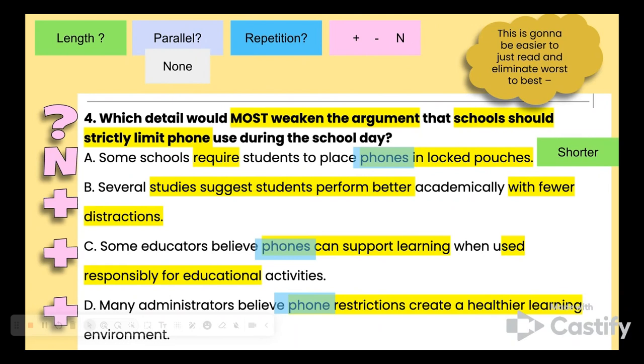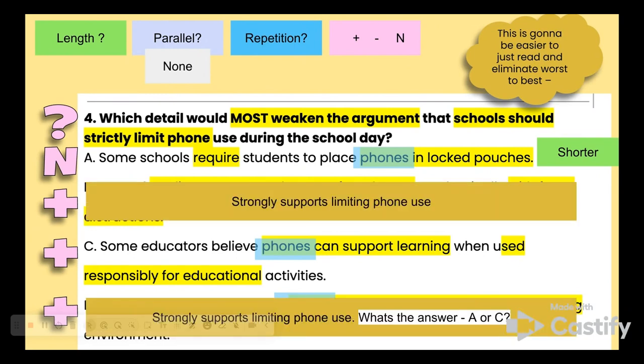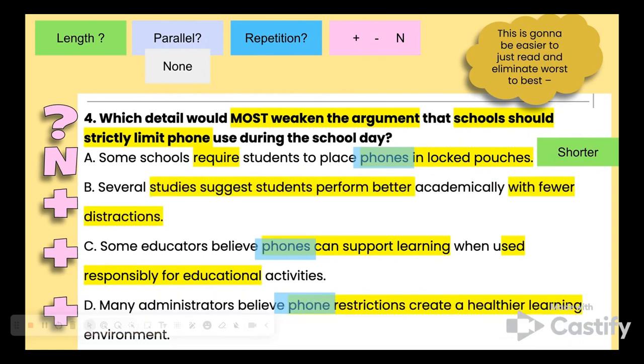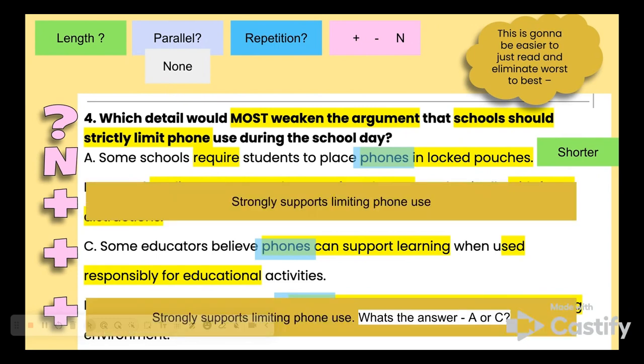The argument that we're supposed to find the failed support of is schools should strictly limit phone use during the day, right? So you literally just read them, and then I'm like, okay, let's eliminate worst to best. What's the worst possible answer? They're gonna say these 2. B says that several studies suggest that students perform better with fewer distractions. Well, that's a strong argument, right? And so is the bottom one. Admin believe phone restrictions create a healthier learning environment. Those do support the argument, so therefore those are out.